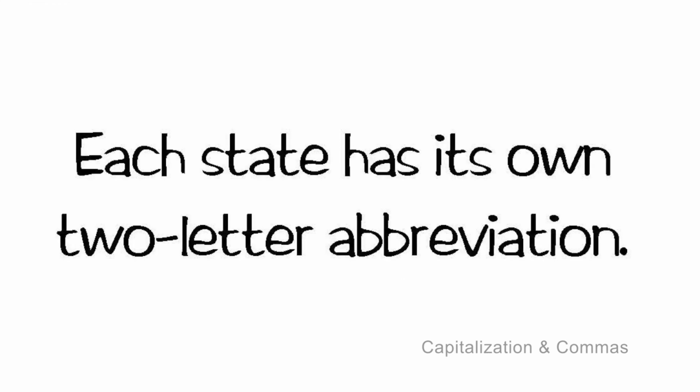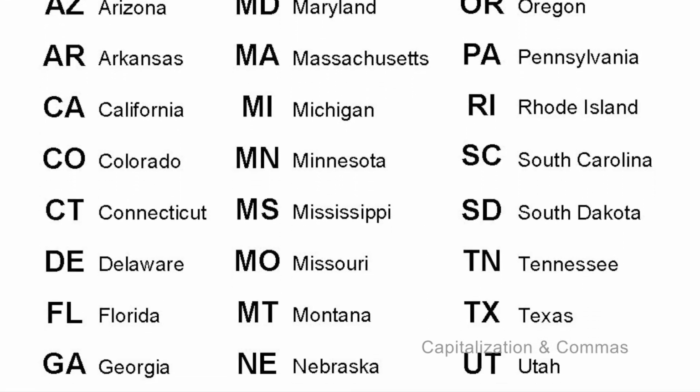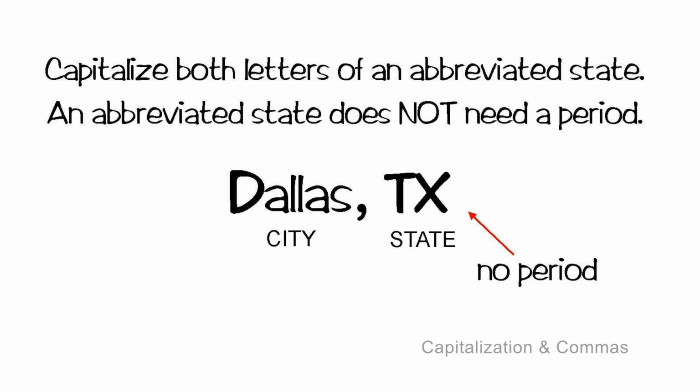Each state has its own two-letter abbreviation. If you look in the back of your booklet, you can find a reference page with a list of every single U.S. abbreviated state. So be sure to capitalize both letters of an abbreviated state. And remember that an abbreviated state does not need a period unless it's ending a sentence.